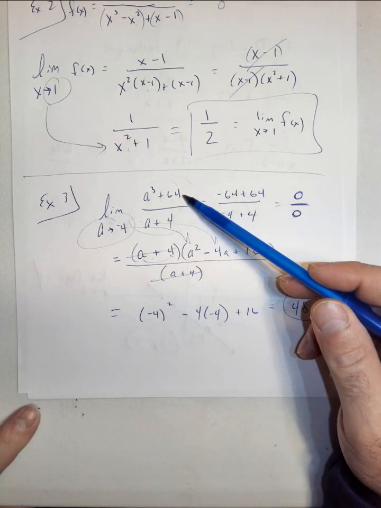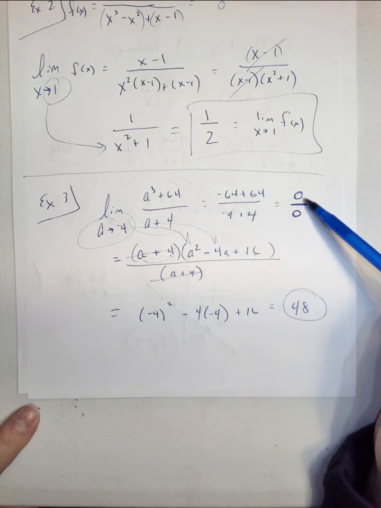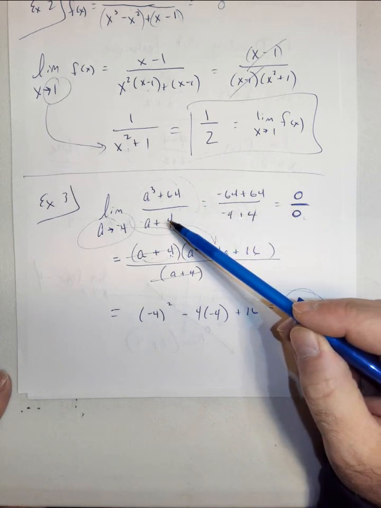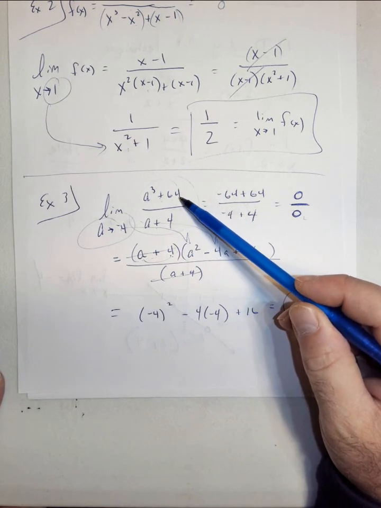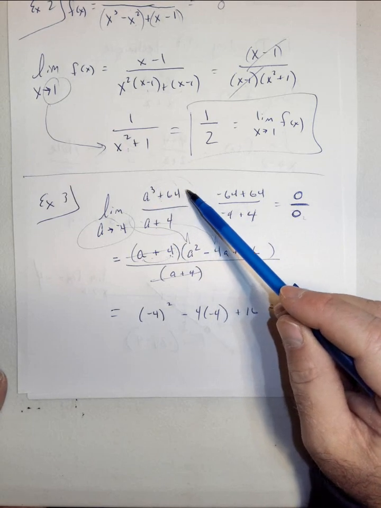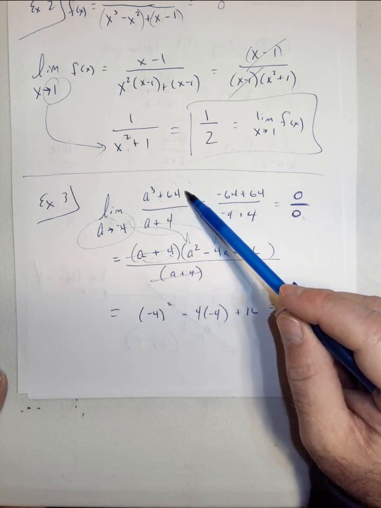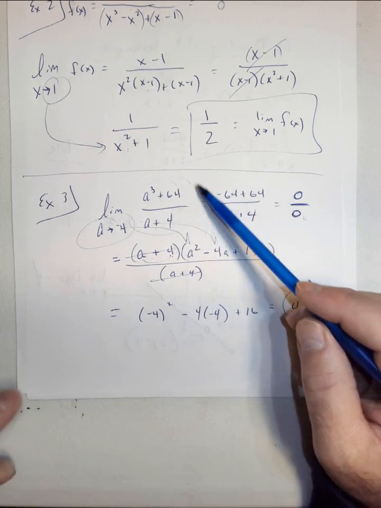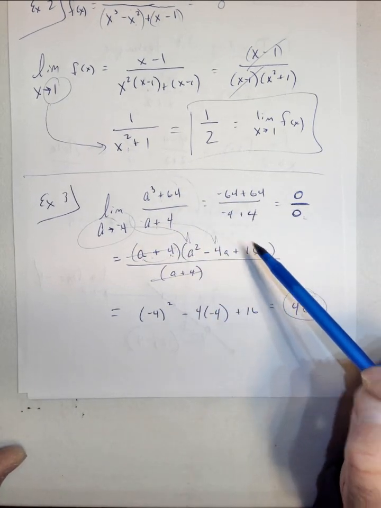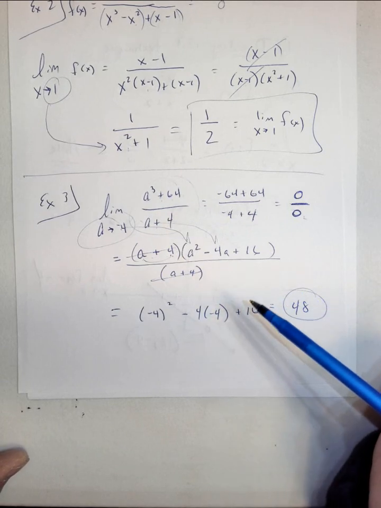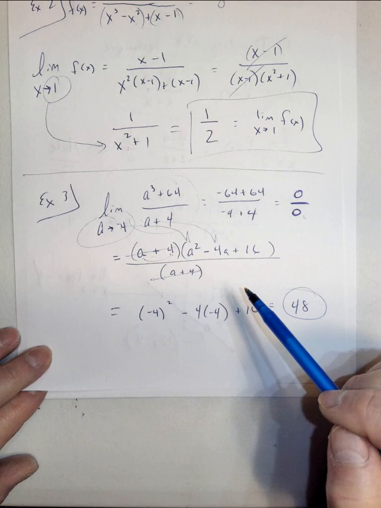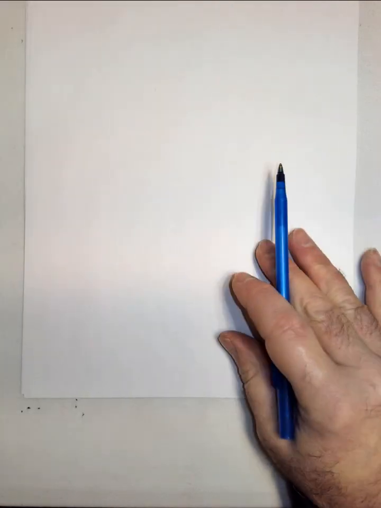If this was something that you couldn't factor, but you got 0 over 0, then that tells you that this is a factor of this. And if you don't know how to factor it, your other option is synthetic division or long division, right? So you can always do your division to divide out a factor. Factoring is obviously quicker.